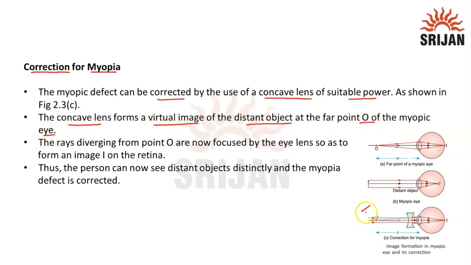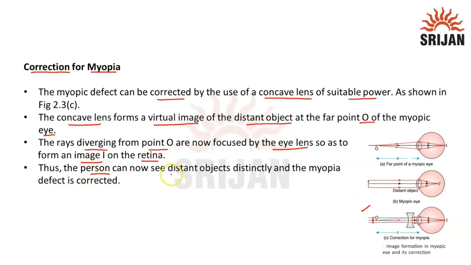You can clearly see in figure 2.3c, they have placed the concave lens in front of the eye lens. This concave lens is actually fitted in your spectacles. So the rays diverging from point O are now focused by the eye lens to form the final image I on the retina, which is better than the previous case where the image was forming in front of the retina and not on the retina itself.